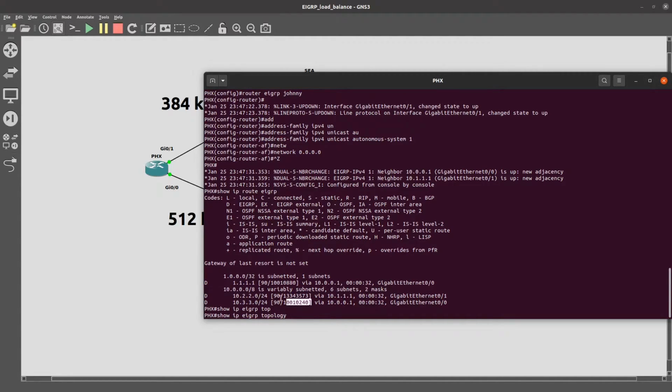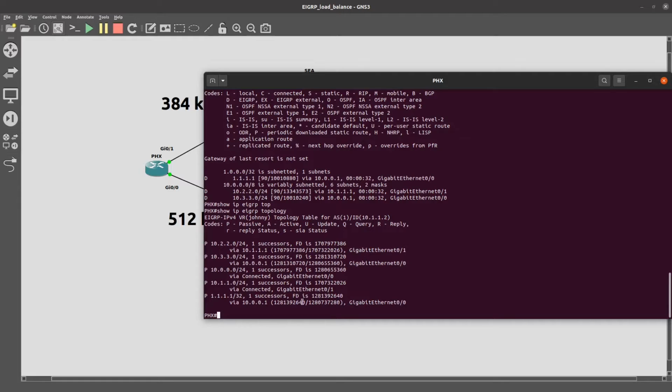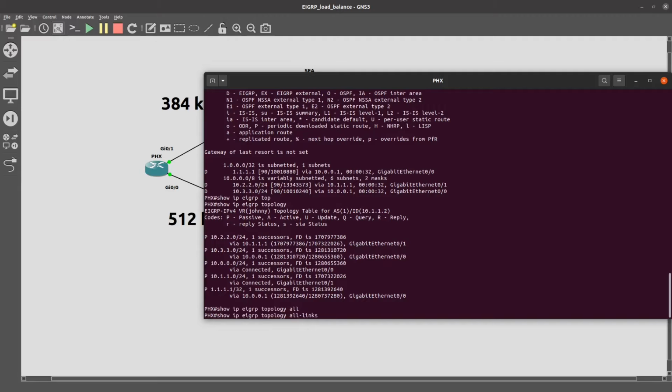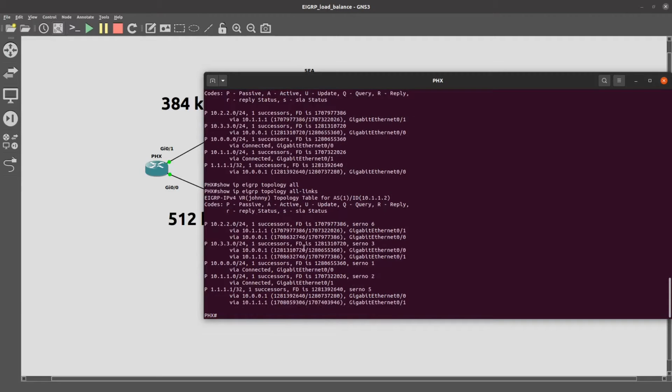So these would be considered our successors right here. And this is their feasible distance, their metric, right? Their distance to get to this route right here. And this is the next hop, right? So our topology table. Okay. So we don't see any feasible successors. So what are we going to do? Let's go to all links right here, guys. This will show us the entire topology table.